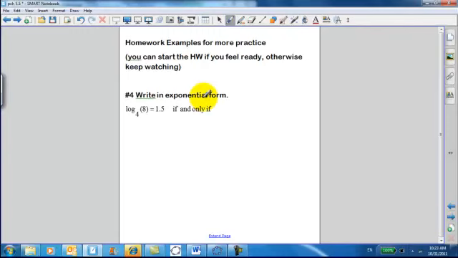Let's write this in exponential form. Log base 4 of 8 equals 1.5. Well, in exponential form, that means 4 to the 1.5 equals 8. Just change it from logarithmic form to exponential form.